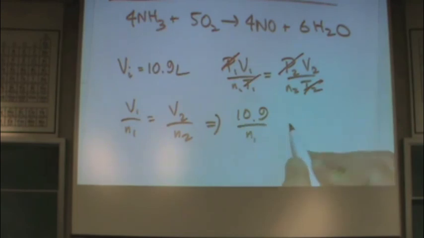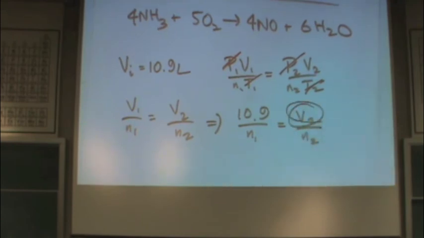Okay? V2 is what we're looking for. You realize at this point, okay, V2 is what I'm looking for, but I don't know N1 or N2. Or at least at this moment you don't. This is where all joy, all hope is lost at this point.